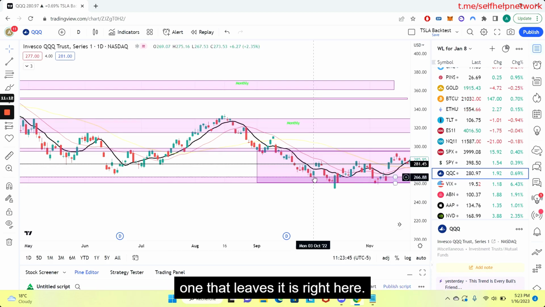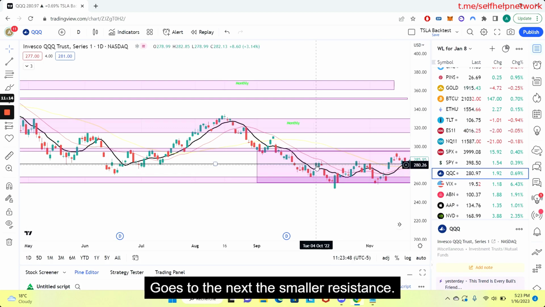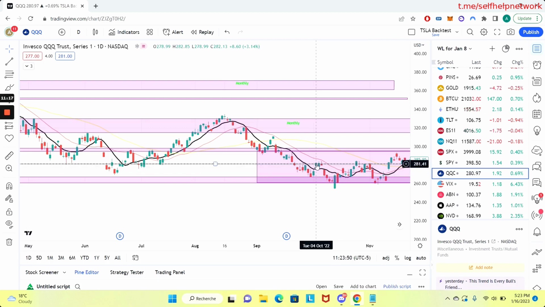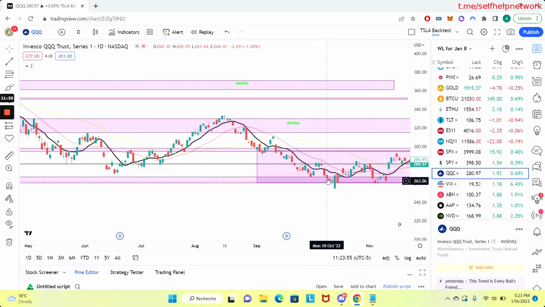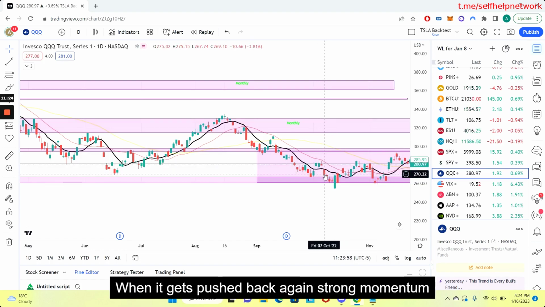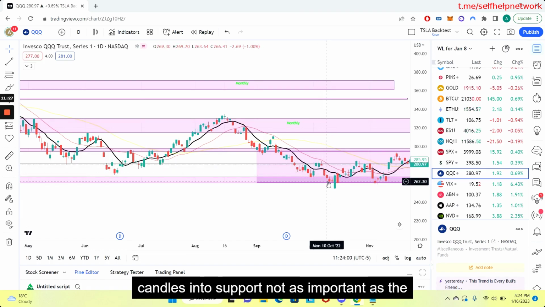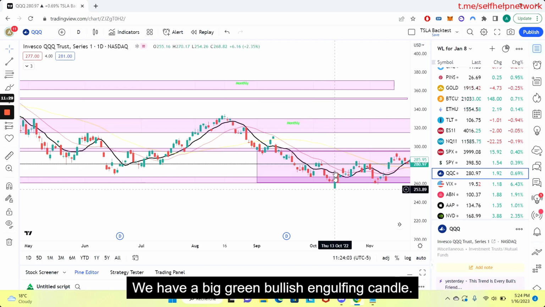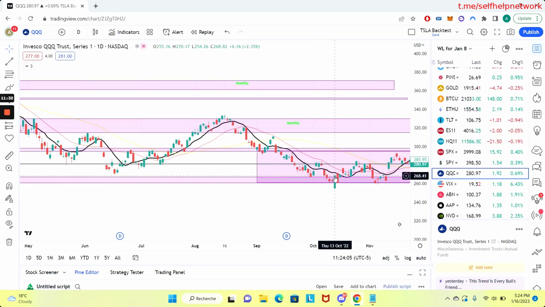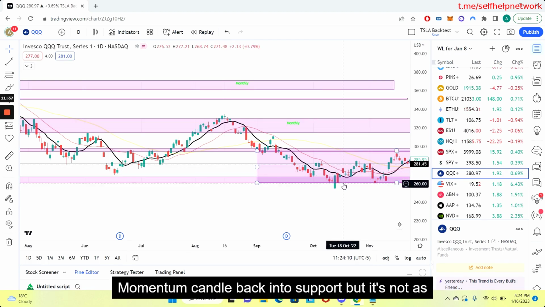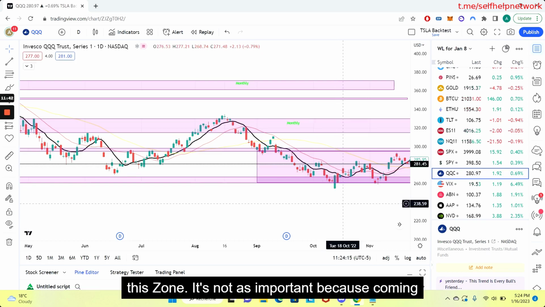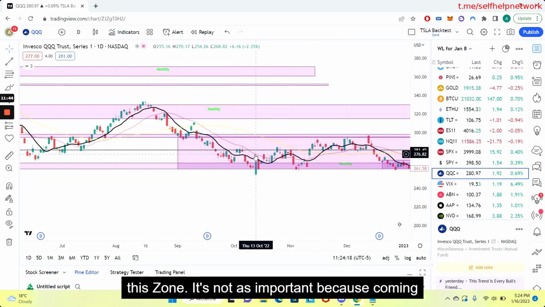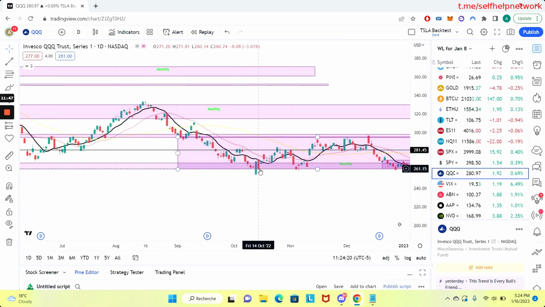So the one that leaves it is right here, goes to the smaller resistance. This is a daily zone, and then it gets pushed back. When it gets pushed back, again, strong momentum candles into the support, not as important as the one leaving it. We have a big green bullish engulfing candle, and you can see there's another momentum candle back into support, but it's not as important. Unless it breaks below, unless it leaves this zone, it's not as important, because it's coming from above.